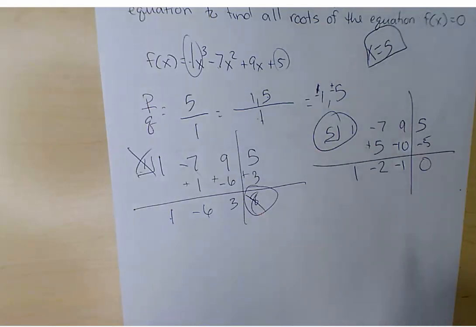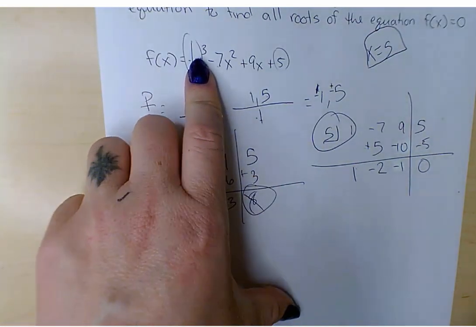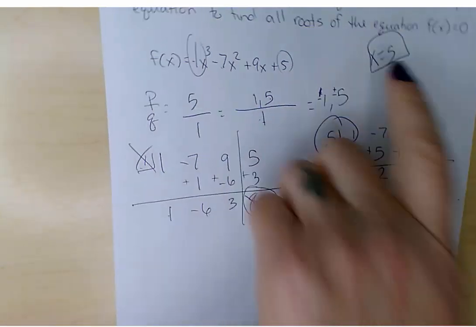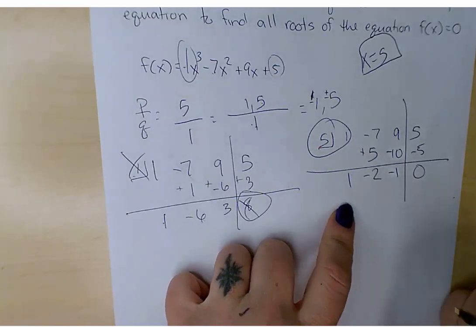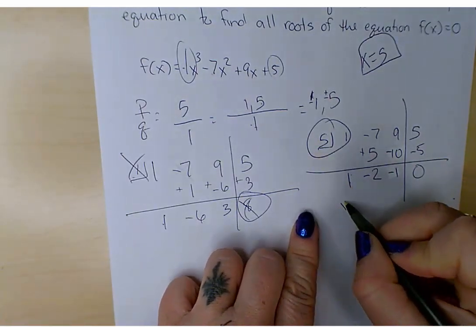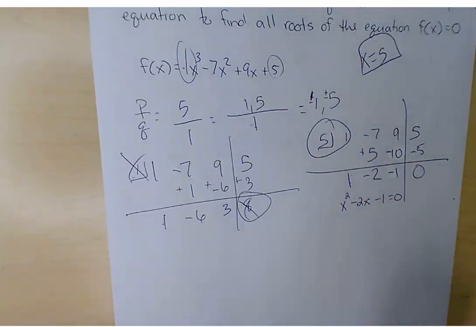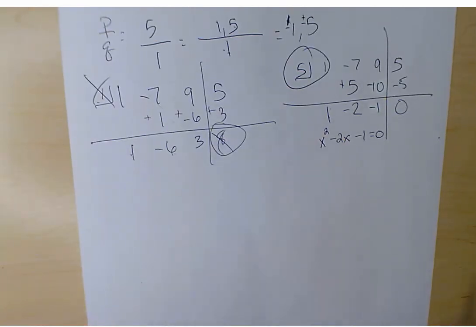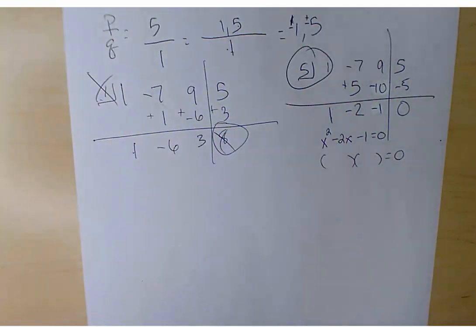To get our second and third solution, again, this is a cubic, so we should ideally have 3 solutions to it, with the first being 5. Use your synthetic division here to write your depressed equation. That is going to be 1x squared minus 2x minus 1 is equal to 0. Solve this equation. Now, this is a quadratic equation, and typically the go-to method to solve a quadratic equation is going to be to factor. So let's see if this factors.